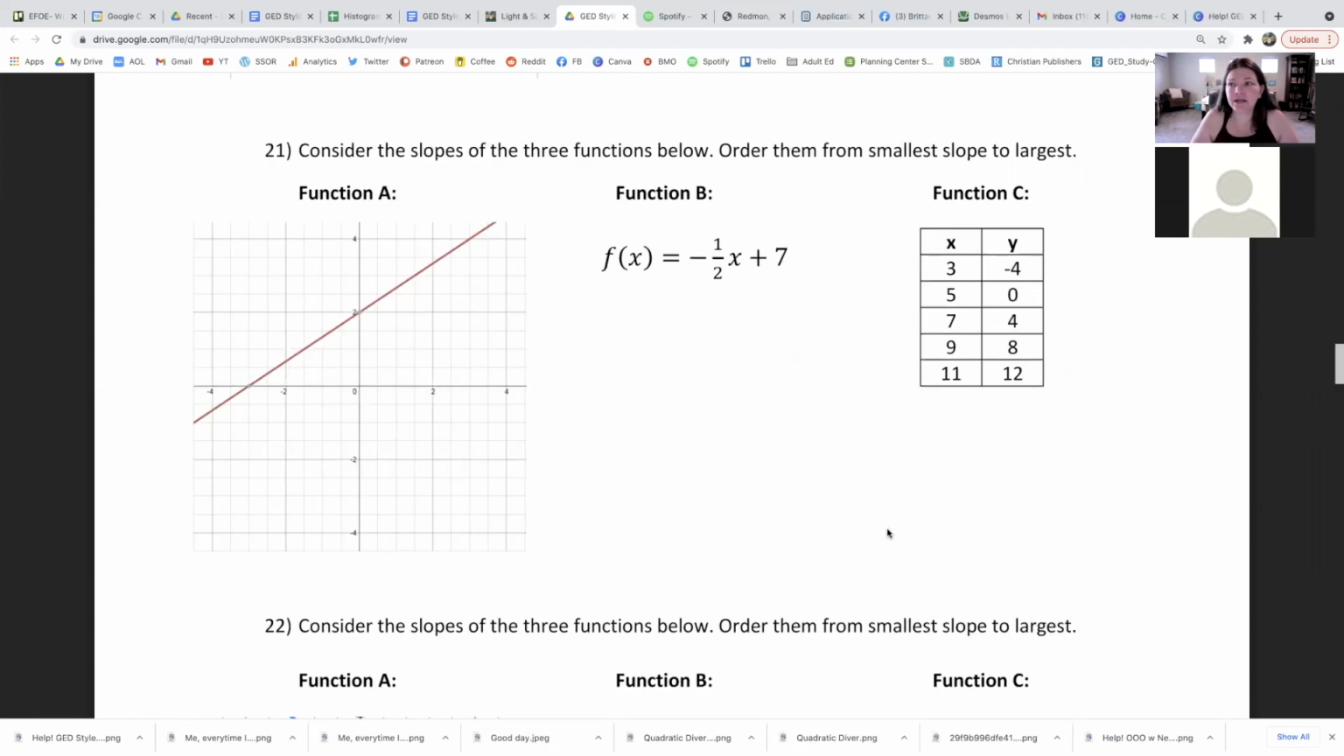All right, let's take a look at another example. Not so much the word problem, but again, we have a slope comparison problem. So we're going to have to understand slope in a lot of different ways. So let's go ahead and take a look. It says, consider the slopes of the three functions below. Order them from the smallest slope to the largest.